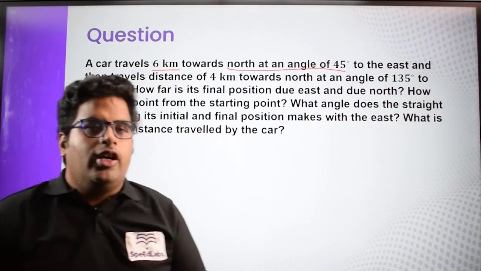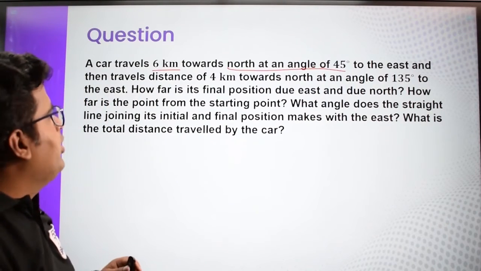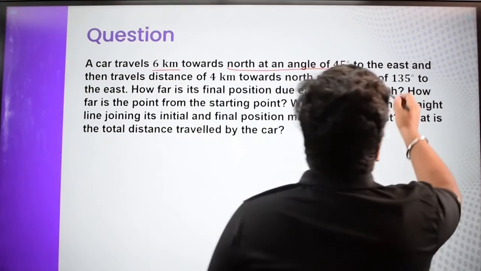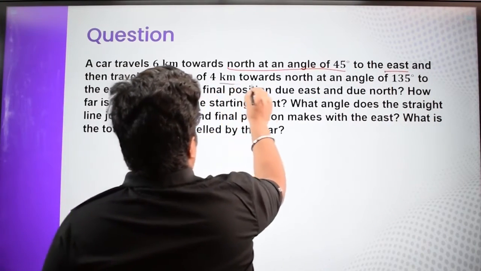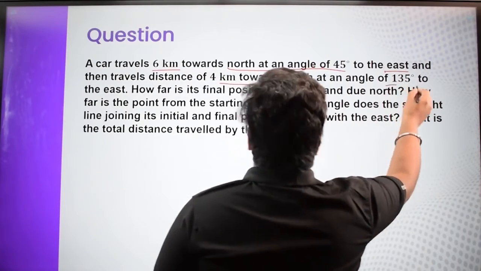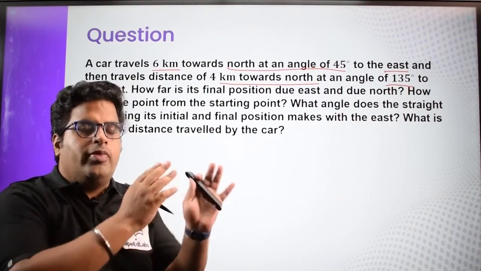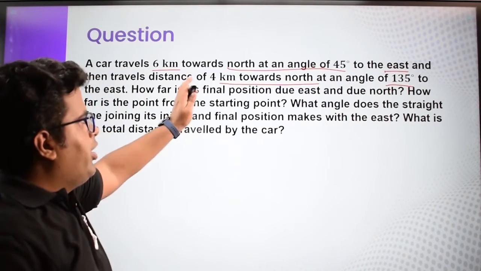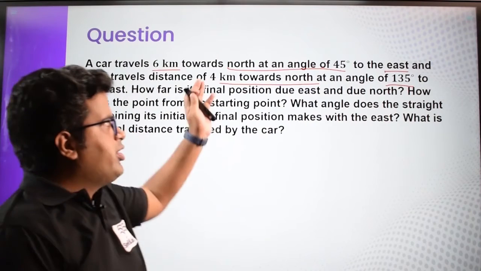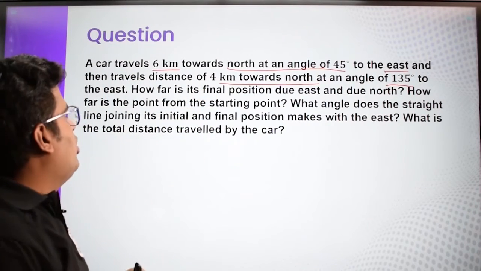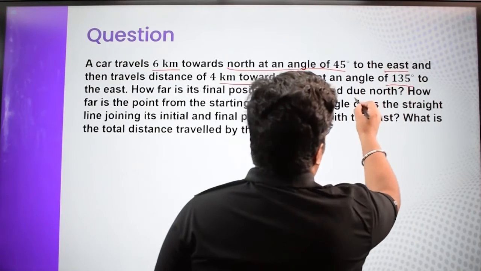तो हमारे पास यहाँ पे कार है जो कि नॉर्थ की तरफ ट्रेवल कर रही है. कितने एंगल पे ट्रेवल कर रही है? 45 डिग्री पे, right? And to the east, and then travels distance of 4 km towards the north at an angle of 135 degree to the east. Means north की तरफ जा रही है और एंगल जो हम मेजर कर रहे हैं that is from east. Earlier it was 45 degree, then it was 135 degree, और जो distance है that is 6 km and 4 km. So basically we have to find how far is the final position due east and due north.